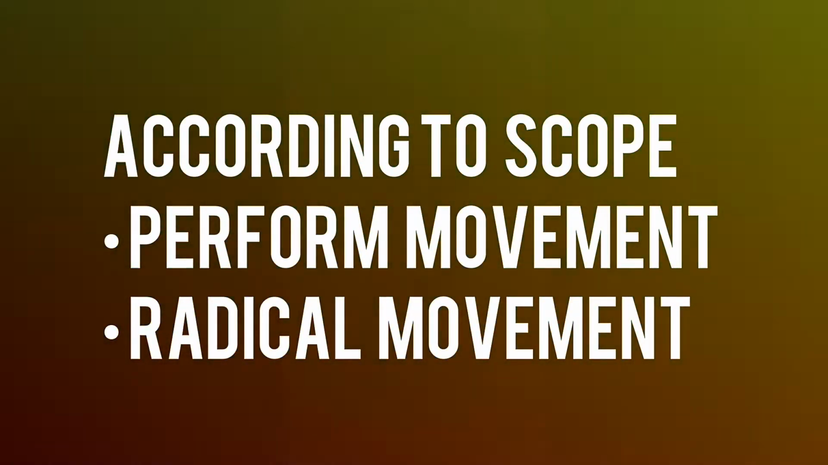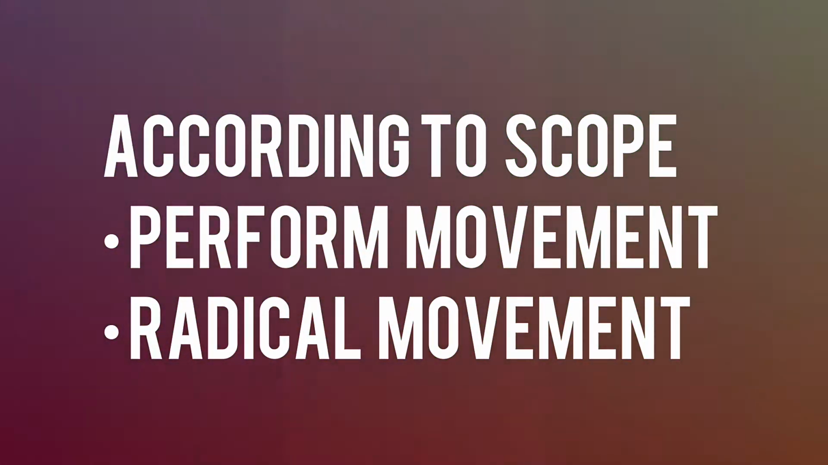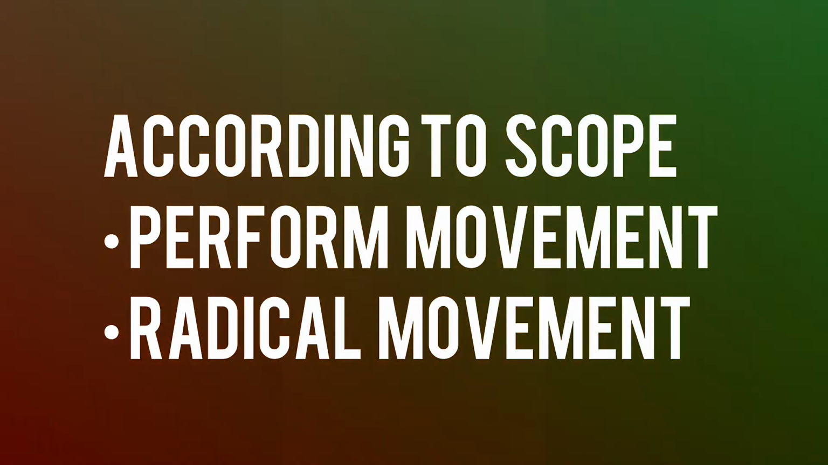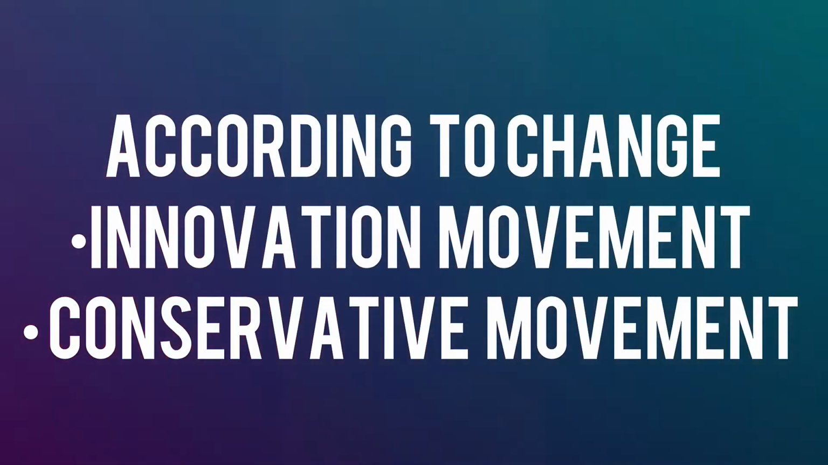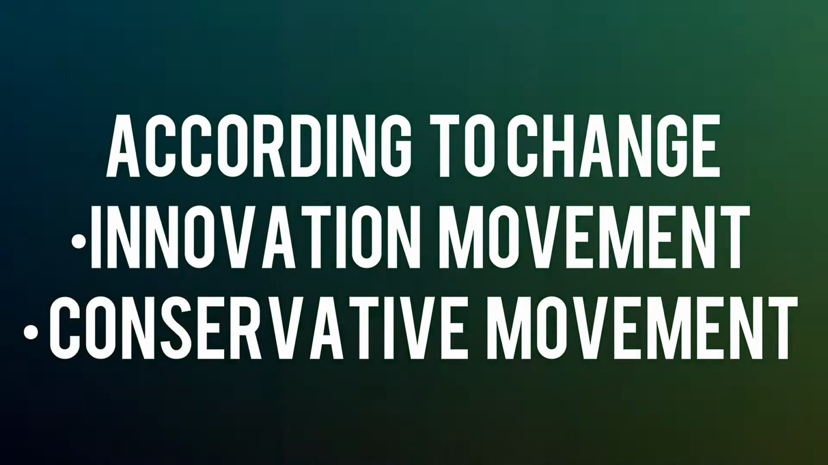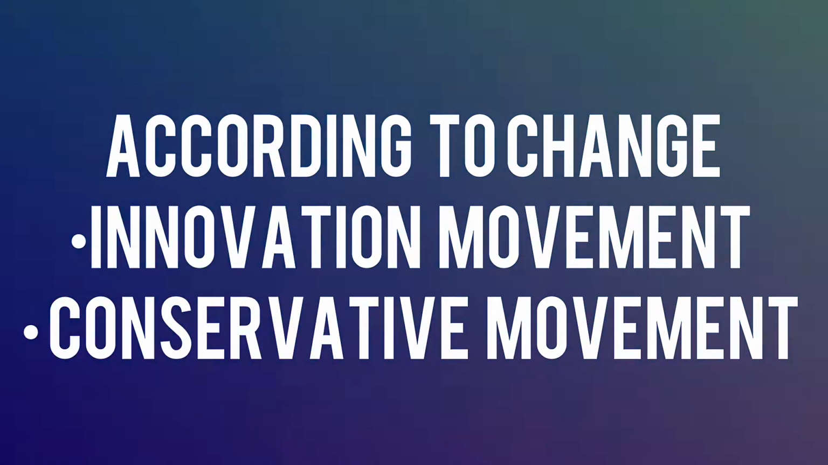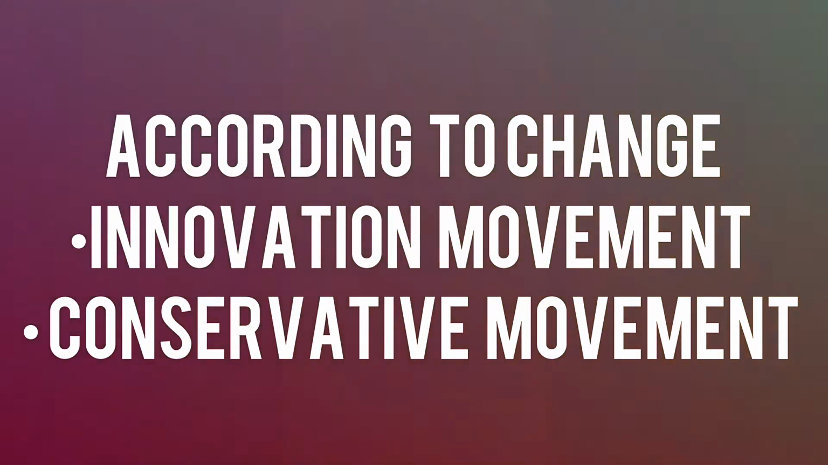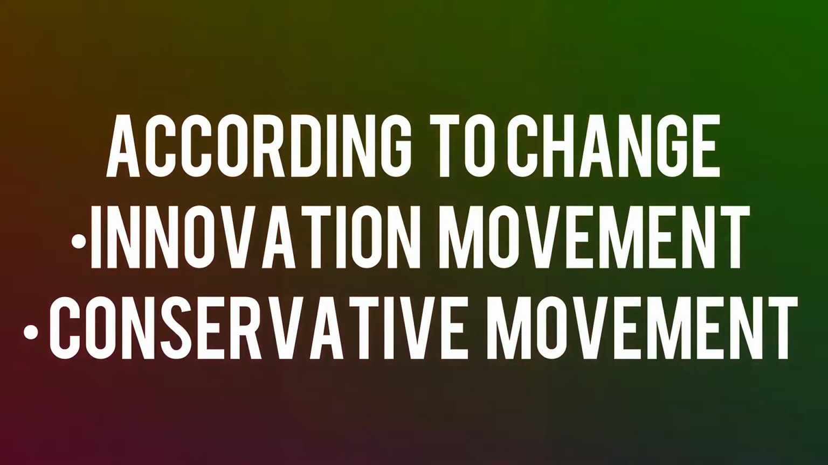Number 2, radical movement. A good example of this would be the equality under the law of all Americans without discrimination as to race. According to change, number 1, innovation movement. This movement is advocating measured action to effect and ensure the safety of the technological singularity. Number 2, conservative movement. This movement opposes the spread of genetically modified food. Their members are conservative because their reasons are aimed at fighting specific technological change.